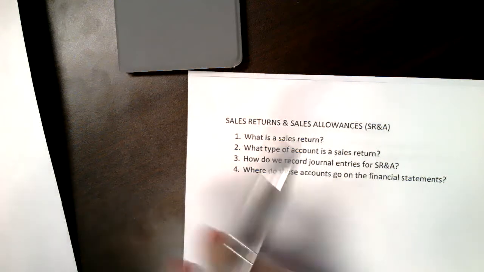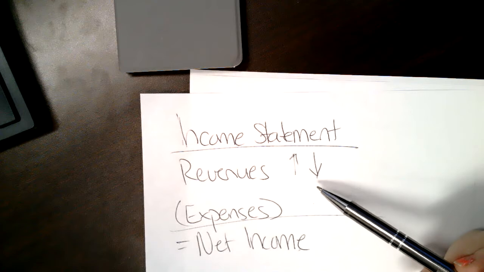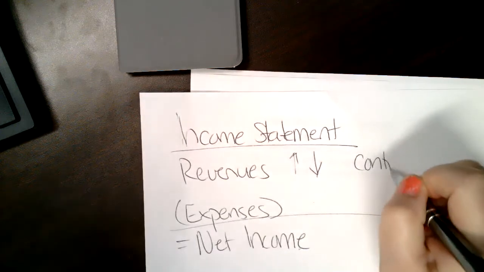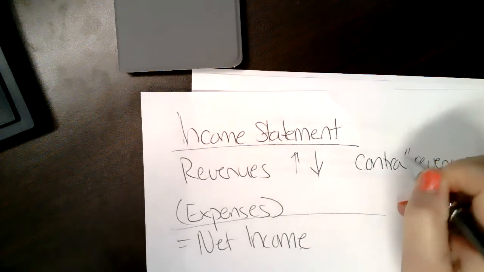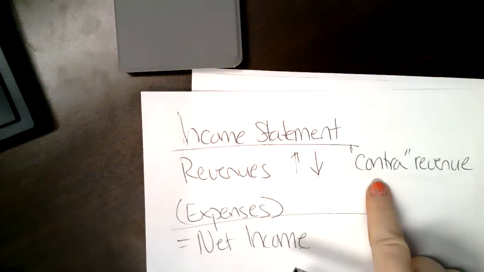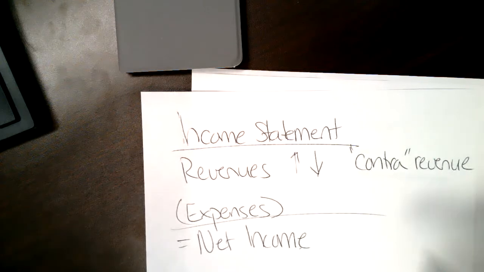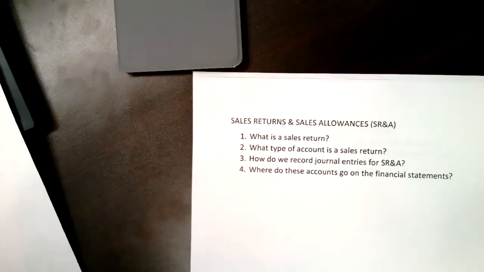The type of account, well, you think, well, we just reduce the revenue, right? So we've got this type of account called a contra revenue account. And we've talked about contra accounts before. Remember that word contra means to act the opposite of, contrary. So it's going to make revenue go down. So the type of account is a contra revenue account.